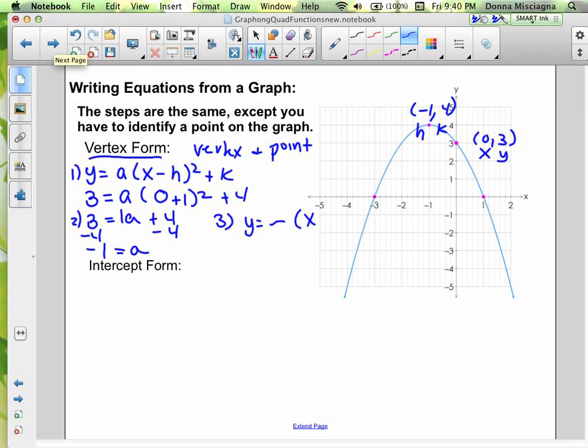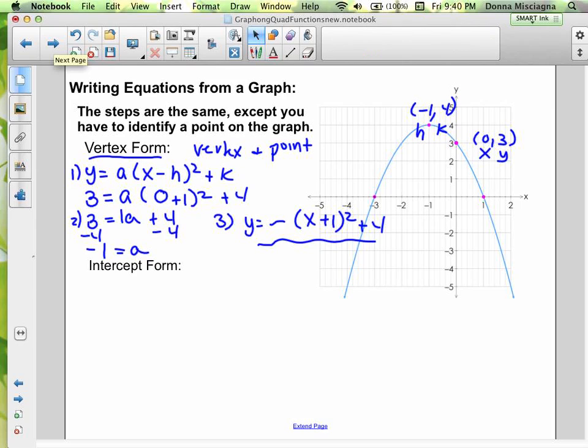So we have x, and then we're going to replace the h with a negative 1. So minus a negative 1 gives us a positive 1. And we're going to replace the k with 4. And there we go. There's our equation in vertex form.